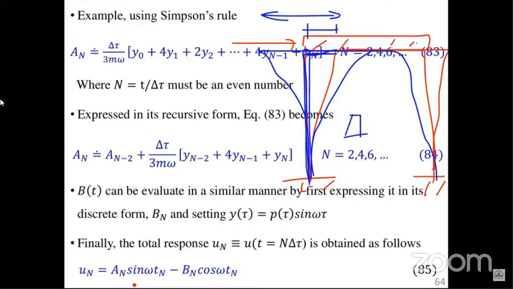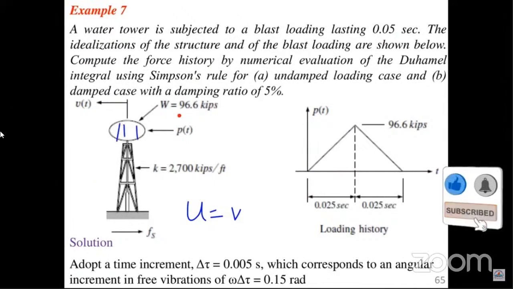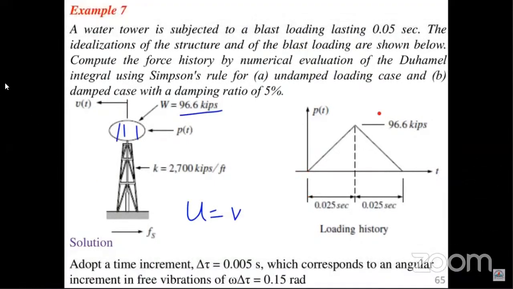How can we analyze the response due to an arbitrary applied dynamic load in an actual example? You have a water tower subjected to a blast loading which lasts only 0.05 seconds. We idealize the structure as shown here. The water tower is carrying the tank at the top, and the weight is given. The blast loading is applied over a short time. The load first increases and then decreases for a very short time, and then the loading is eliminated. It's like an impact.